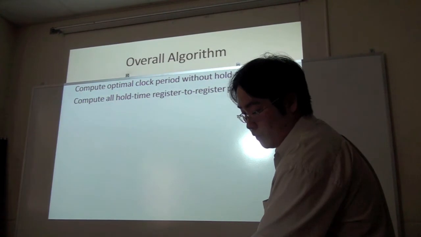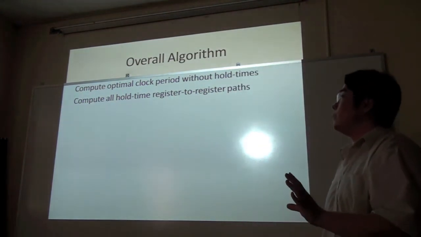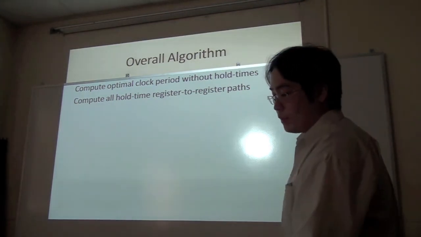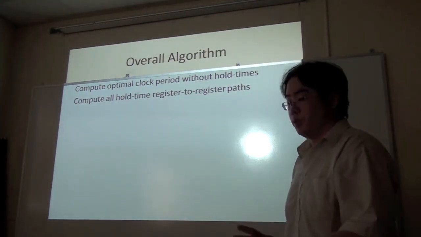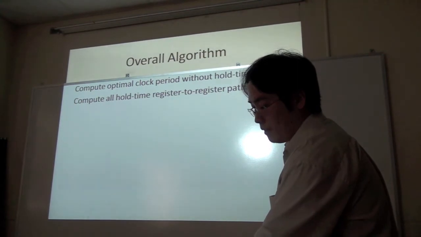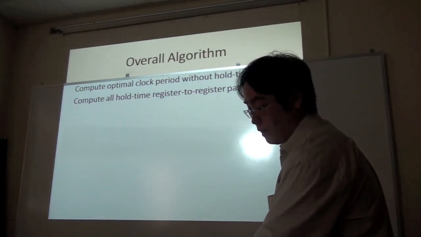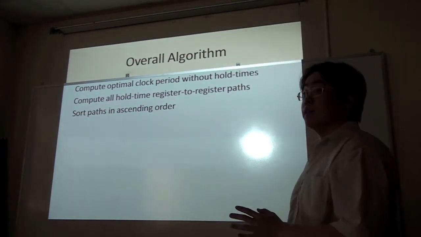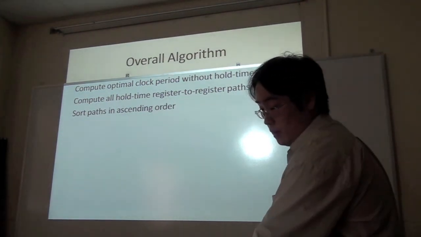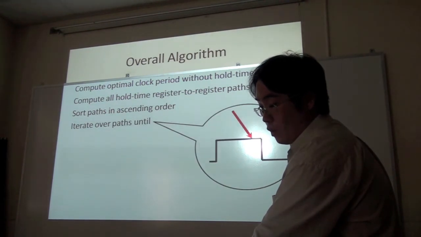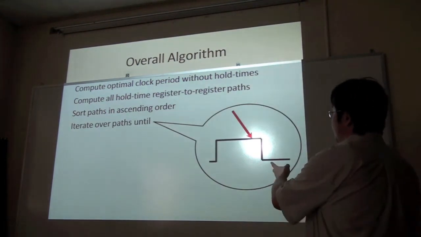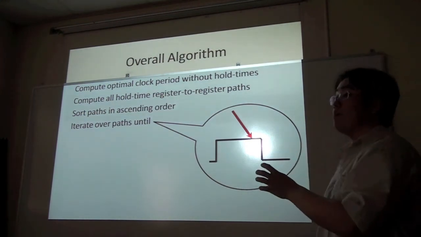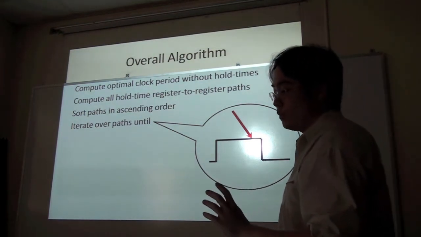We're going to compute all of the minimum delay paths between every pair of registers. There are at most n squared paths between them. We will sort the minimum delay paths in ascending order, and iterate over the paths until we reach a situation where a signal arrives at a register that requires more time borrowing than the actual signal duration.